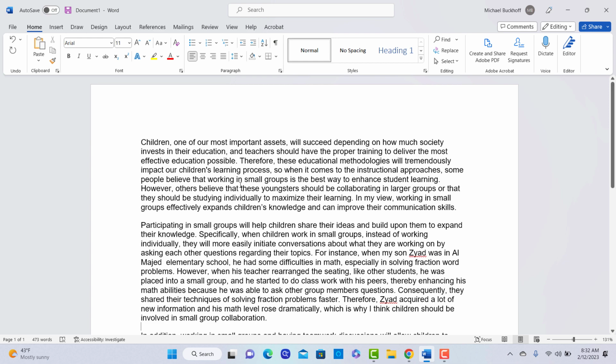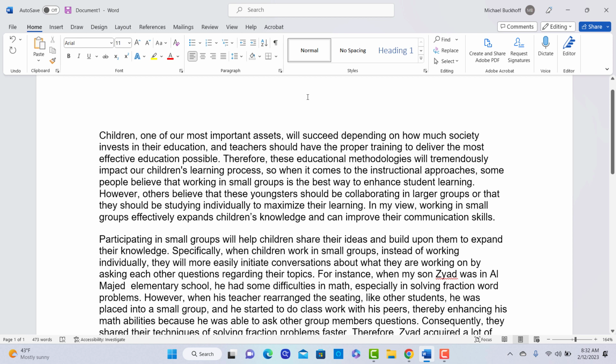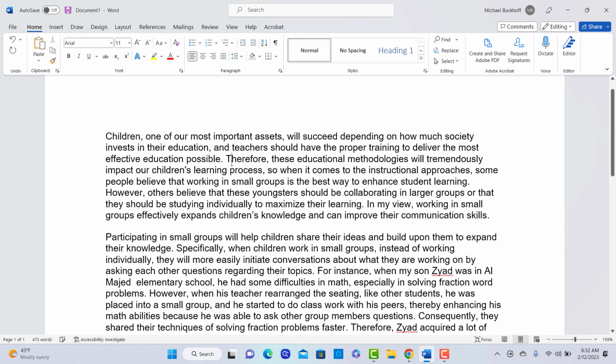So it says, children, one of our most important assets, will succeed depending on how much society invests in their education. And teachers should have the proper training to deliver the most effective education possible. Therefore, these educational methodologies will tremendously impact our children's learning process. So, when it comes to the instructional approaches, some people believe that working in small groups is the best way to enhance student learning. However, others believe that these youngsters should be collaborating in larger groups or that they should be studying individually to maximize their learning.